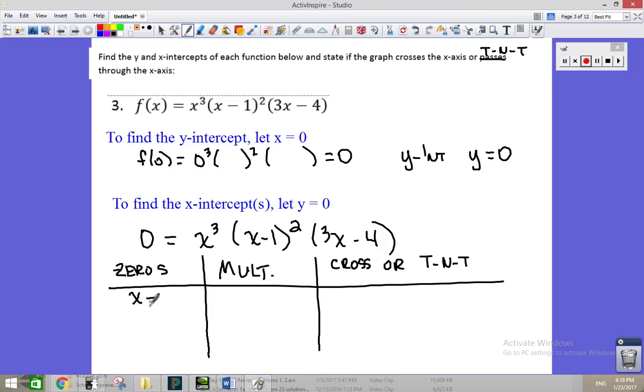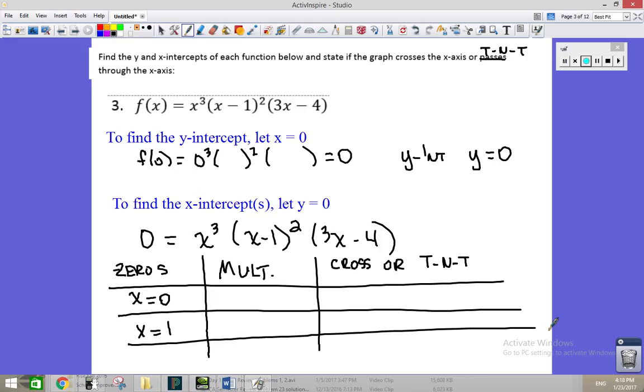So x equals 0, if that's true, that whole thing is 0. That was to be expected because y was 0. 1 minus 1 gives me a 0, and this is a two-step equation. To solve for it, add 4 and divide by 3. So I get 4/3. This exponent here, this multiplicity is 3. For x minus 1, this exponent multiplicity is 2, and a 1 is implied right there, and that's 1.